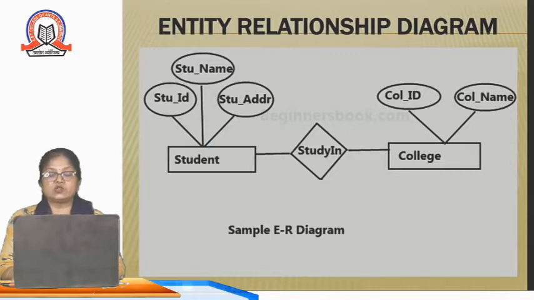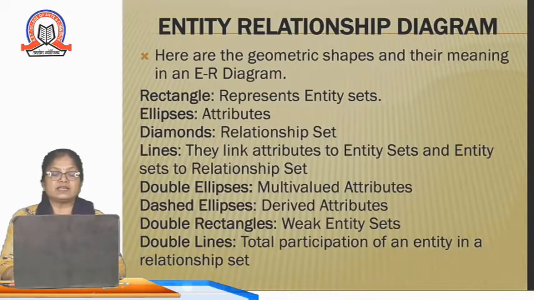It contains 2 attributes: college ID and college name, and both the entities are related to each other with the relationship study in, student study in college. So this is a simple example of college. Now we'll see some geometrical shapes explanations.